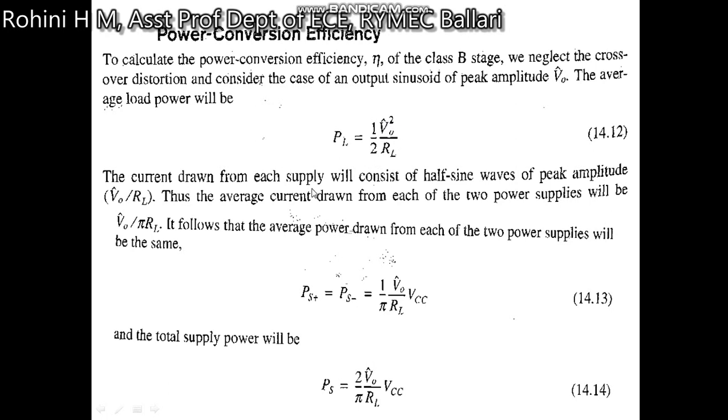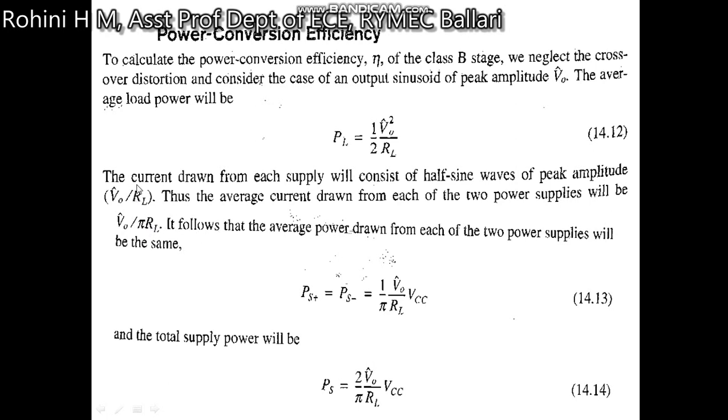The current drawn from each supply consists of a half sine wave. So why this 1 by 2 V0 squared by RL? Only half, because class B conducts for only 180 degrees, only a half sine wave. So that's why we are taking half of the power. Half sine wave of the peak amplitude. Thus the average current drawn from each of the two power supplies will be V0 by pi RL.